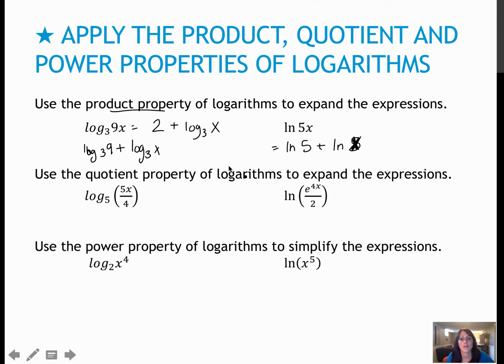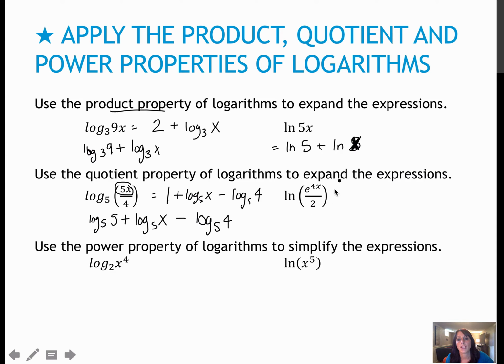Quotient property of logarithms. This one's going to be a little trickier because notice I threw in a product on this one. So this is log base 5 of 5 plus log base 5 of x because that was the numerator, but now I'm subtracting because that's the quotient. The denominator would be log base 5 of 4. Now log base 5 of 5 is of course 1, so that gives me 1, and then plus log base 5 of x and minus log base 5 of 4.